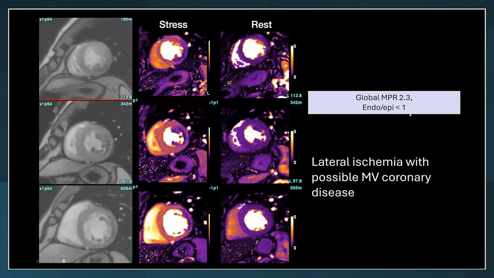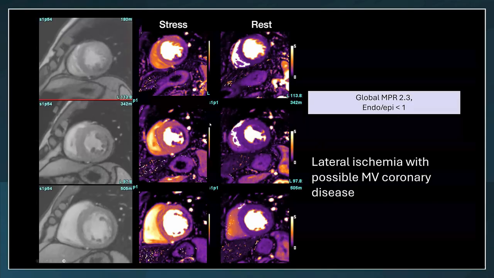When we calculate the global myocardial perfusion reserve, it was actually normal globally, but the endocardial to epicardial ratio was less than 1. This case is different from the last case because there's clear evidence of epicardial stenosis related ischemia in the lateral wall. You can see that dense perfusion defect that is reversible. There is hyperemia. He also has some degree of endocardial to epicardial flow reduction. He also has evidence of microvascular coronary artery disease as well, in addition to his lateral ischemia.